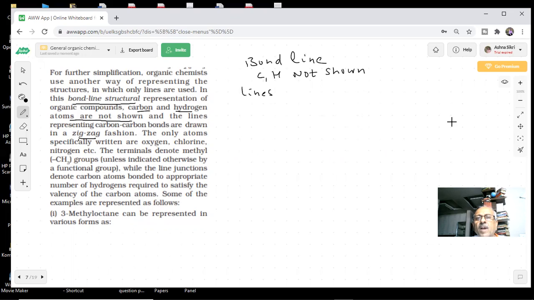Lines, carbon, zigzag fashion. The only atoms specifically written are oxygen, chlorine, nitrogen, etc. If there is any functional group, those atoms I will have to show and write. Terminals.